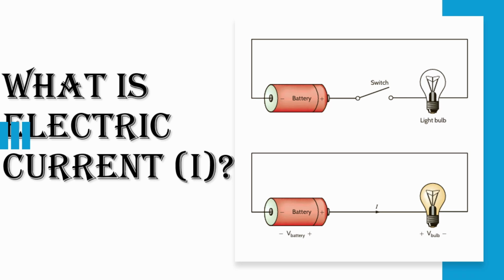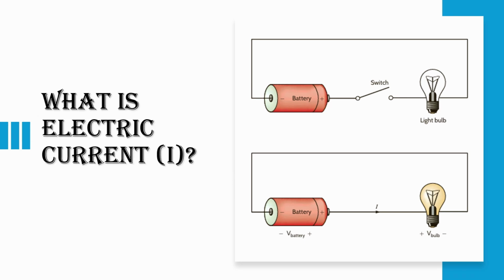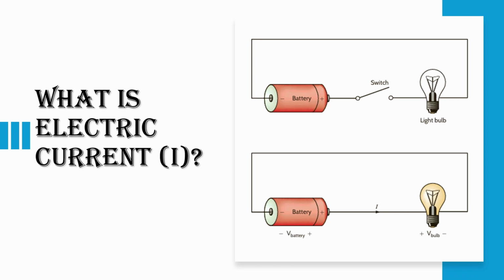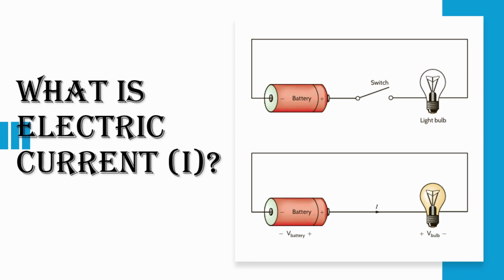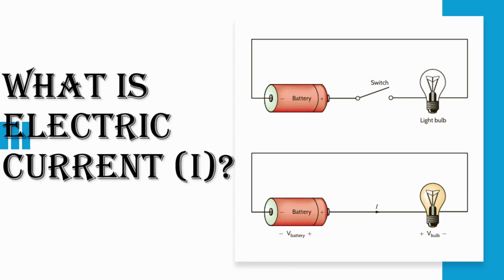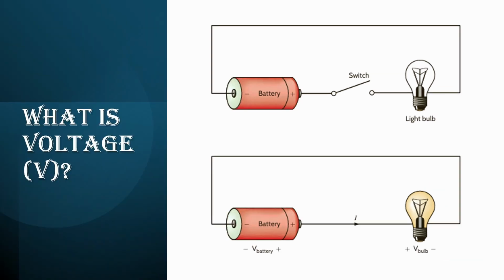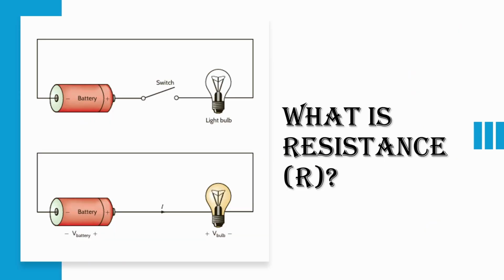Now, let's talk about the three most important quantities. The first one is electric current. In this slide, we can see that current is actually the flow of electric charges moving through the circuit. The second important quantity is voltage. Voltage can be thought of as electrical pressure that pushes current through the circuit. The third quantity is resistance. Resistance is the opposition in the path of current that controls how much current can flow. All three of these quantities are closely related to each other.